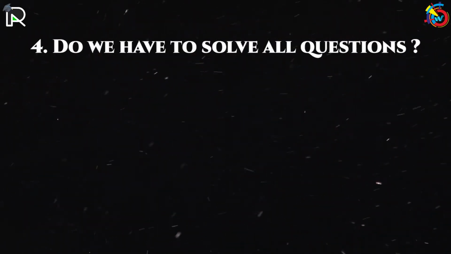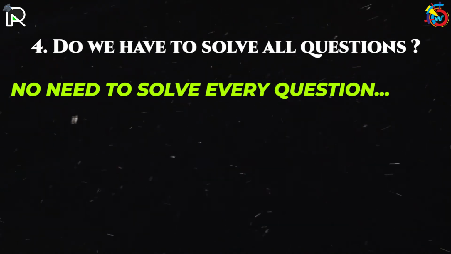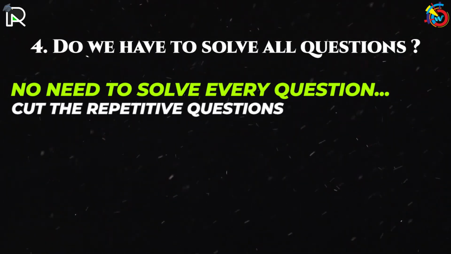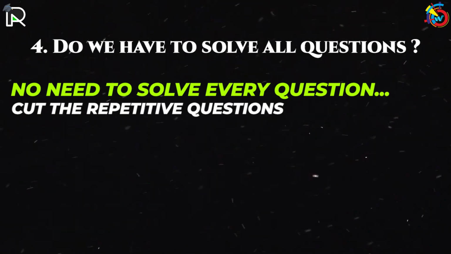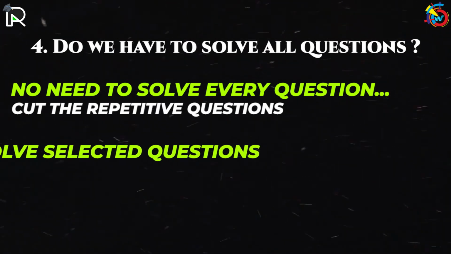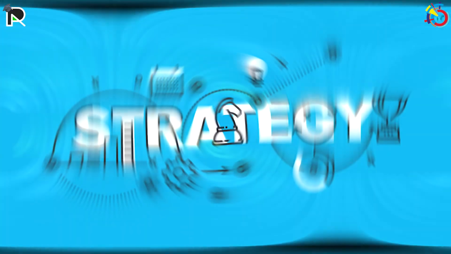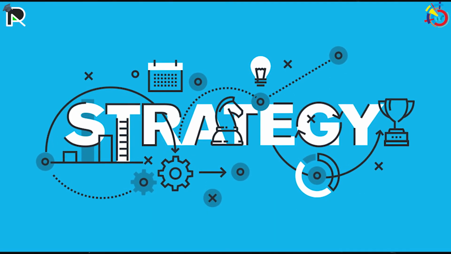Do we have to solve all the questions? Guys, listen, you don't have to solve all the questions. First of all, the repeated questions, cut those questions. Now you'll find the type questions, and in the type questions, just 40% of the questions try to solve by hand, the rest you can audit. This should be your strategy for CA Final FR old syllabus.